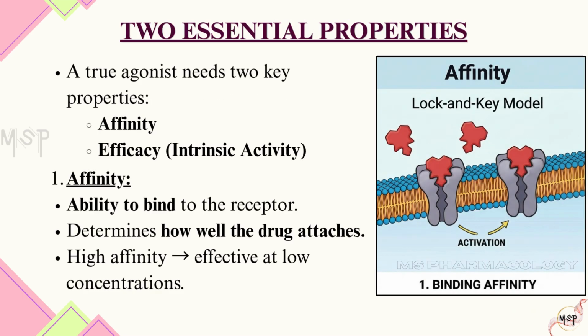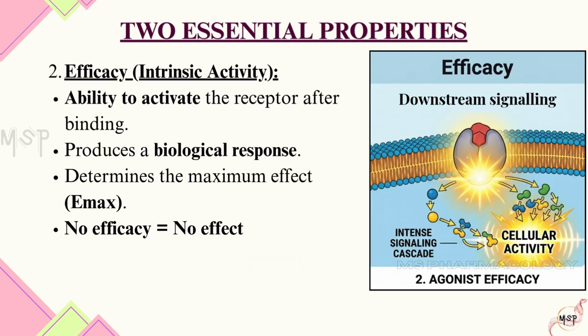For a molecule to be a true agonist, it must have two essential properties. First, affinity. This is the drug's ability to bind to the receptor. High affinity means the drug binds effectively even at very low concentrations. Second, efficacy, also called intrinsic activity. This is the ability, once bound, to actually trigger a biological response. It determines the maximum possible effect, known as the Emax.